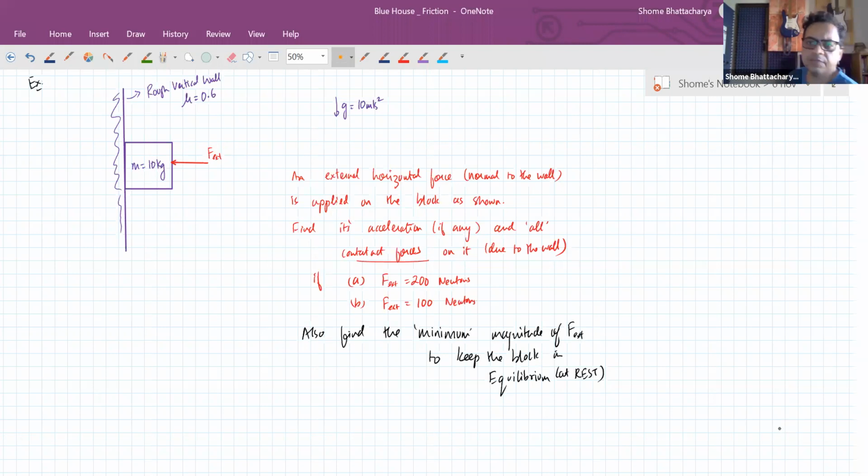So you realize that what's happening in the first case is the normal reaction being 200 newtons. The maximum static friction available to us is 0.6 into 200 or 120, which is more than the weight. So there is the equilibrium condition. Whereas in the second case, the maximum friction available to us is only 60 newtons because the normal reaction will be 100. So that is not sufficient to balance the weight. So what will happen is that it will be in the slipping condition. So the first case acceleration will be zero, and it will be in equilibrium, whereas second case it will be slipping. Yes, Devansh, your answers are correct. Good.